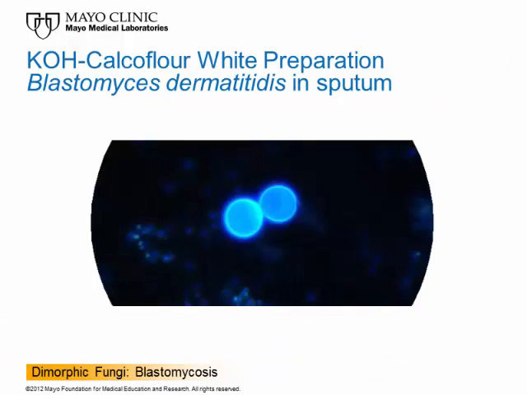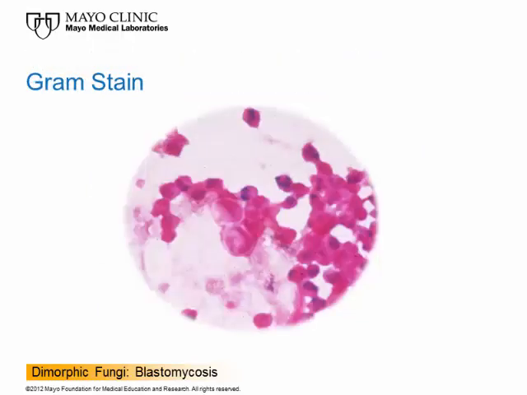You can see the two cells touching each other, and that area where they touch is representative of the broad-based bud. Sometimes it's even a bit more obvious than in this one. A Gram stain oftentimes is helpful in making a diagnosis of blastomycosis because the organism is large enough to be seen easily, and you can see in the center here the two cells touching each other, and there is a broad-based connection between the two cells.